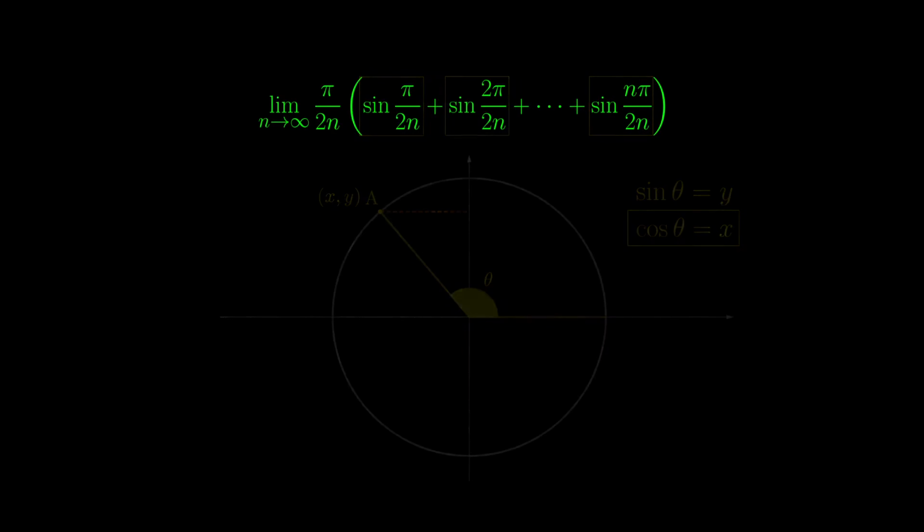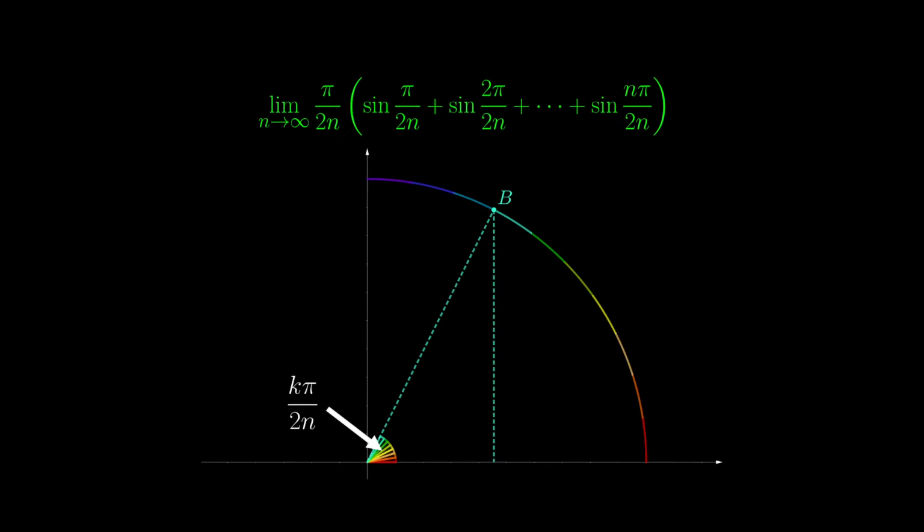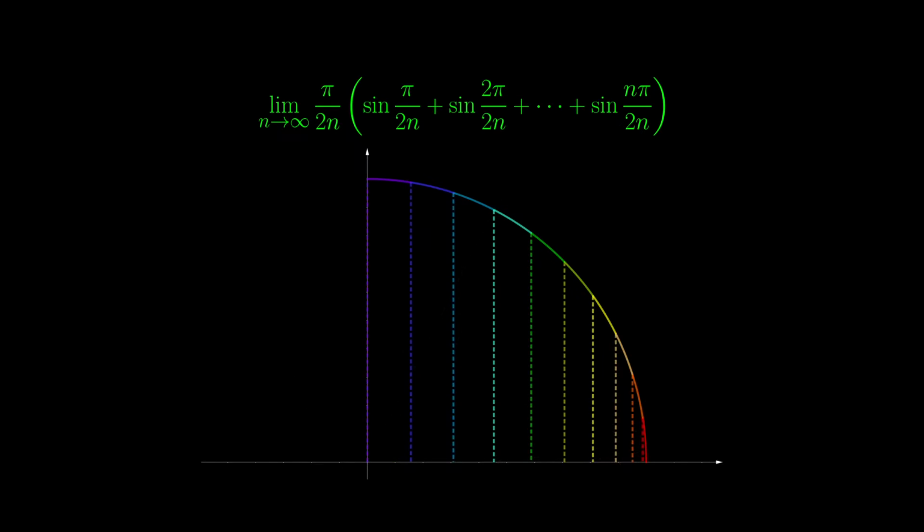Now, in this diagram, the angle here is some multiple of pi over 2n, k pi over 2n, where k is between 1 and n. And so this vertical segment has length sine of k pi over 2n, according to the previous discussion on the definition of the sine function. So now we are ready for this diagram and finally be able to interpret this limit.